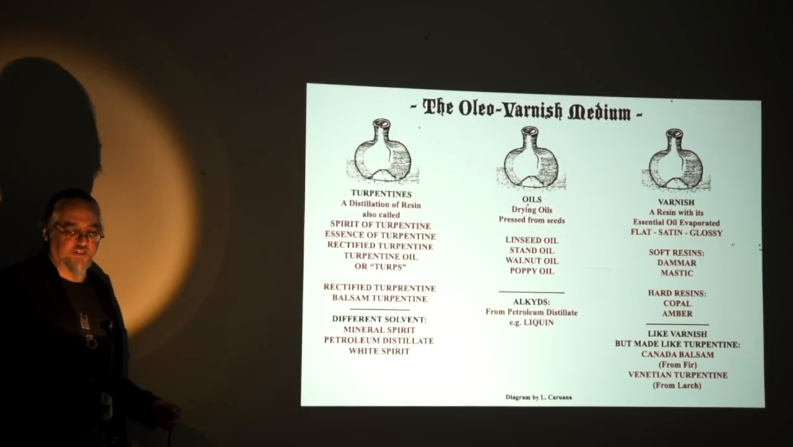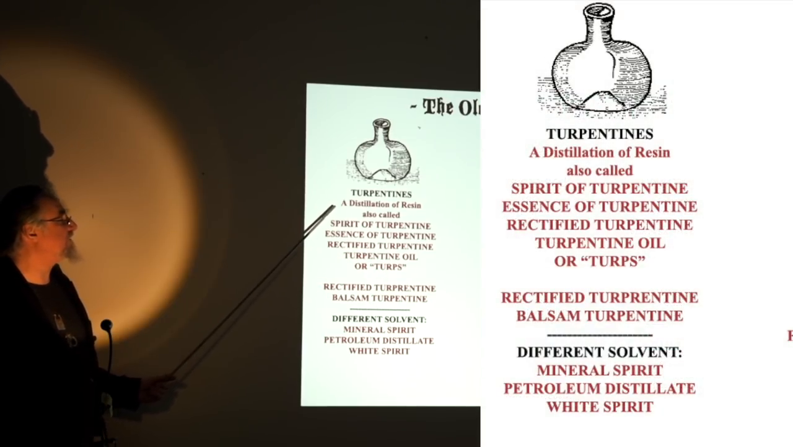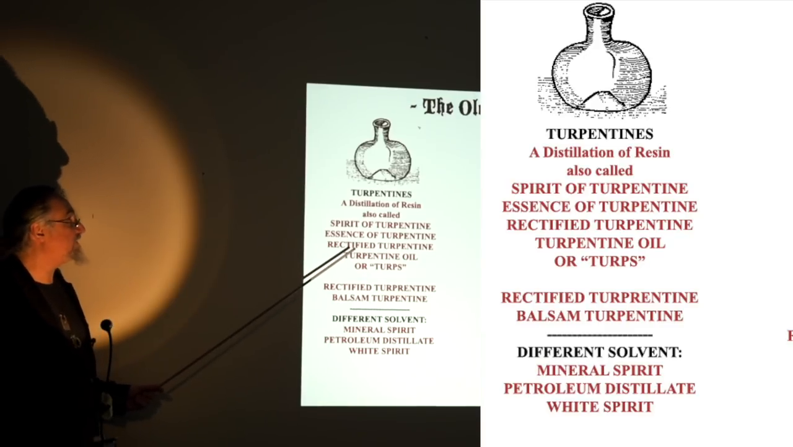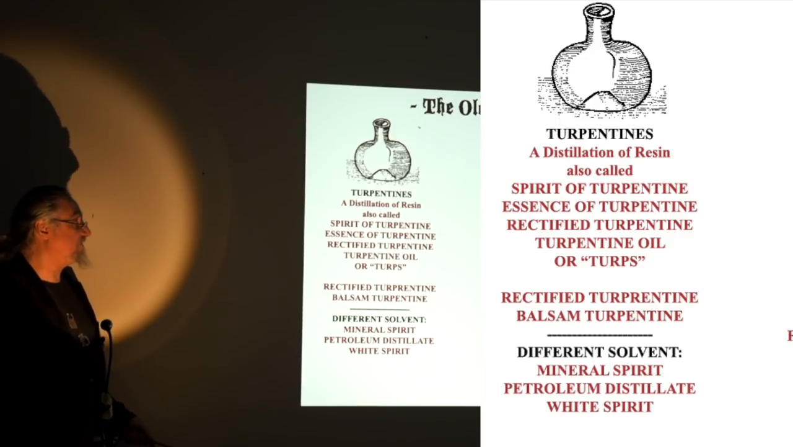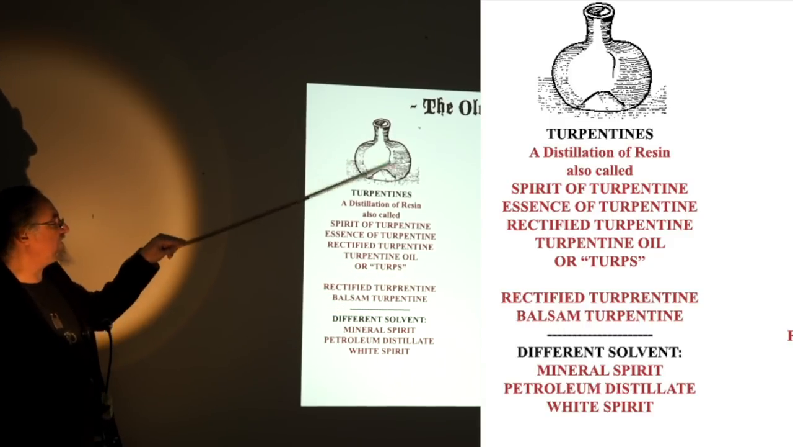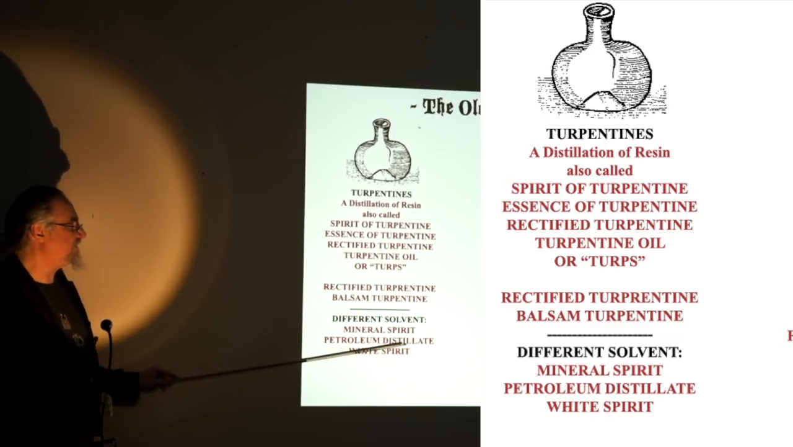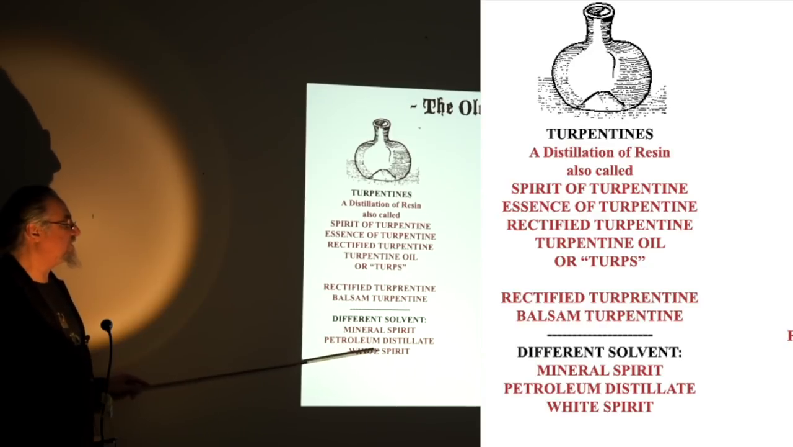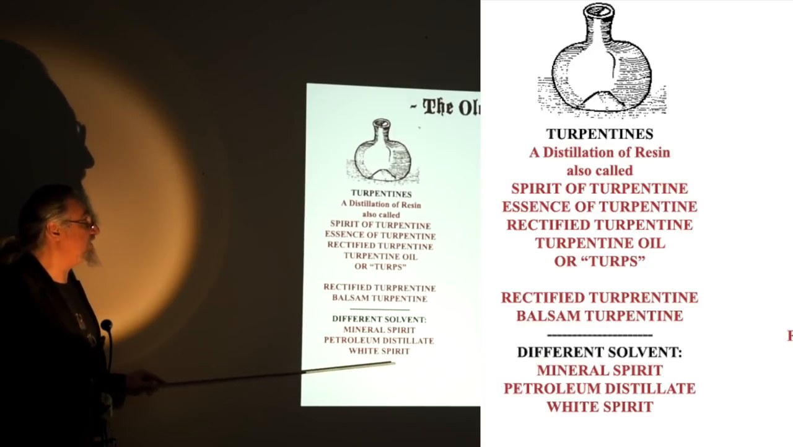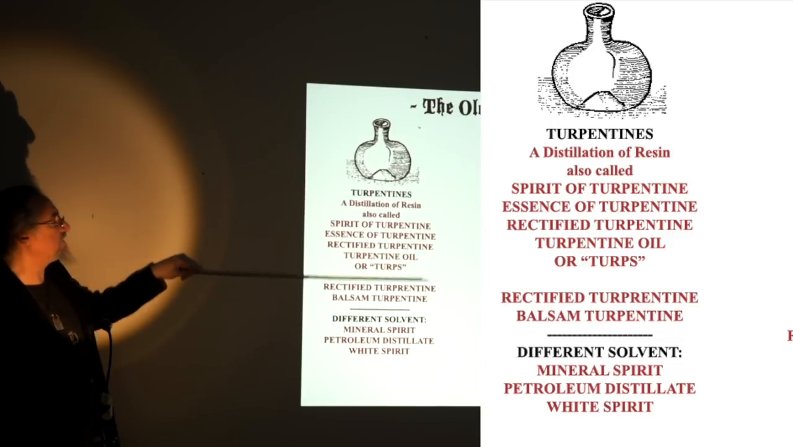Let's go a bit deeper into each one of these, turpentine, oil, and varnish. Turpentines are basically a distillation of resin, and this distillation goes under many names, sometimes called spirit of turpentine or essence of turpentine, also rectified turpentine, turpentine oil, or just quite simply terps. You also have balsam turpentine. Now, this is quite separate from another solvent called mineral spirits, which is a petroleum distillate. It's the distillation of a petroleum product called white spirit in Europe, mineral spirits in general. This is quite a different substance, but still used as an essential oil, like a turpentine.